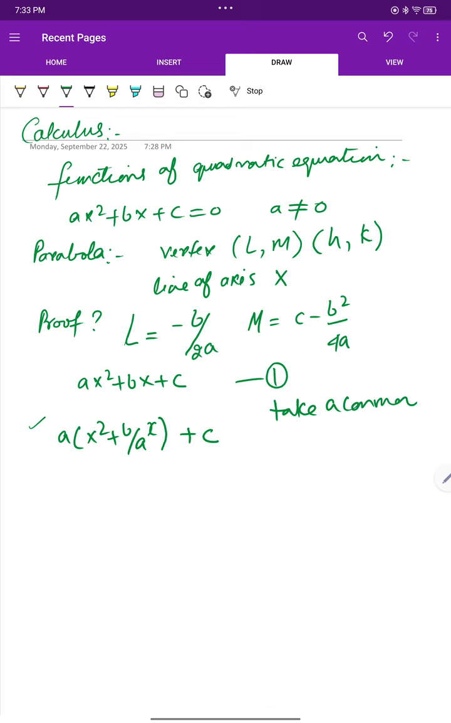I took a common, and now we're going to add and subtract a square. In this section, we add and subtract half of the coefficient of x, that is b/a, squared. This one we have to add as a square into the equation.